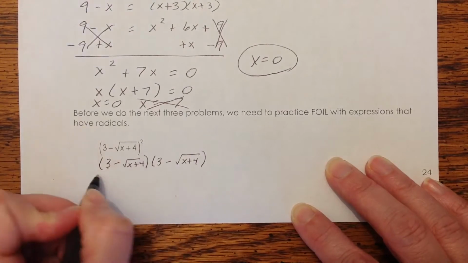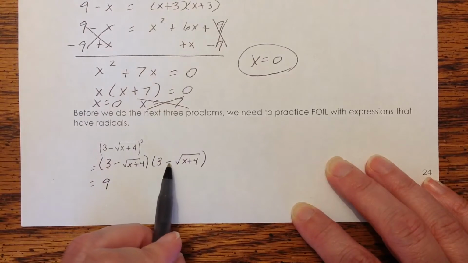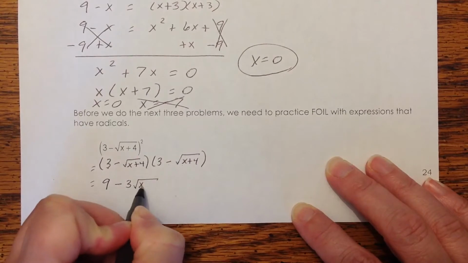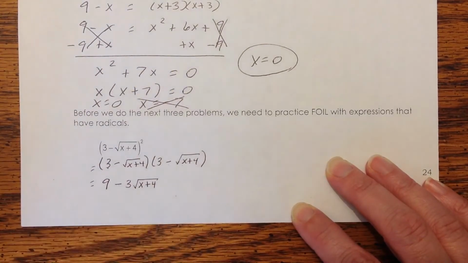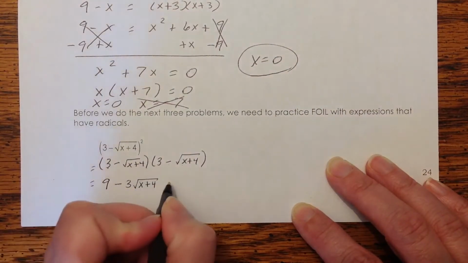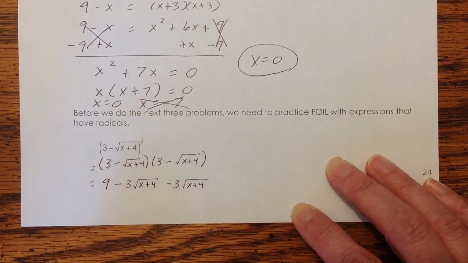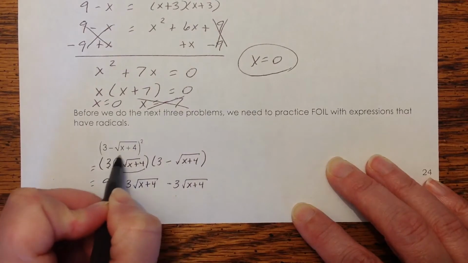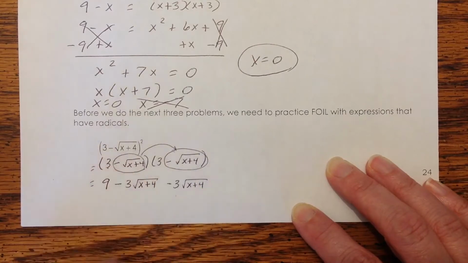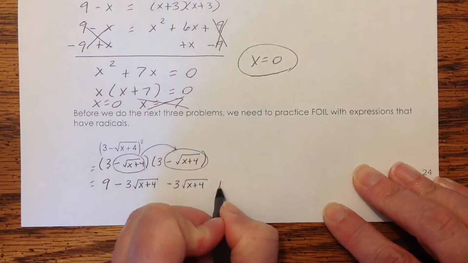So we're going to take 3 times 3 and get 9. Now we're going to take 3 times negative square root of x plus 4. So you write minus 3 square roots of x plus 4. Side by side means you've multiplied them together. Now you're going to come to the inside, and you're going to get another copy of that. Minus 3 square roots of x plus 4. The last part of FOIL is to take this negative square root of x plus 4 and multiply it with another copy of itself. So a negative times a negative is a positive.